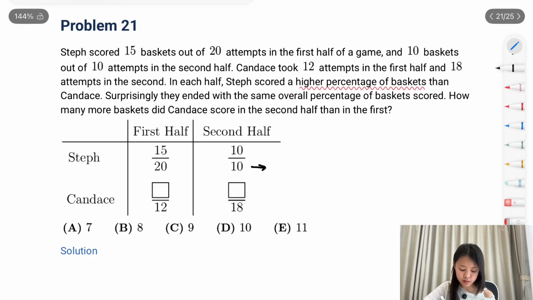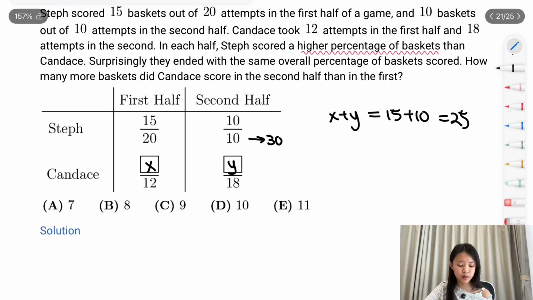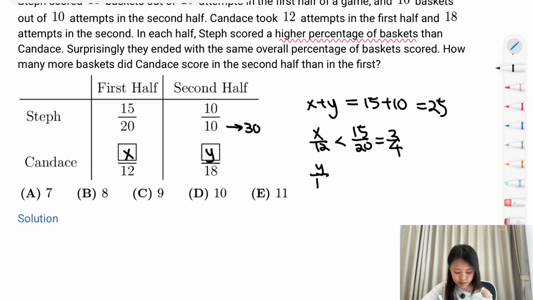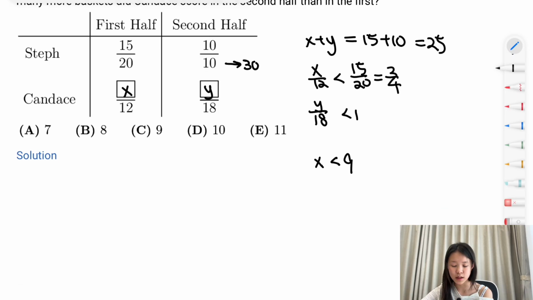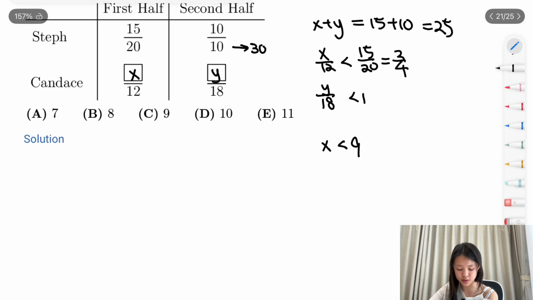So notice that they both took a total of 30 attempts. And that means that if the first half is x and the second half is y, x plus y must also equal 15 plus 10, which is 25. It also tells us that within each of the halves, Steph always scores a higher percentage. So that means that x over 12 is less than 15 over 20, which equals 3 over 4. And y over 18 is less than 1. So this means that x is less than 9. And since x plus y need to add up to 25, and we also want to ensure that y is less than 18, we want to ensure that x here is as large as possible.